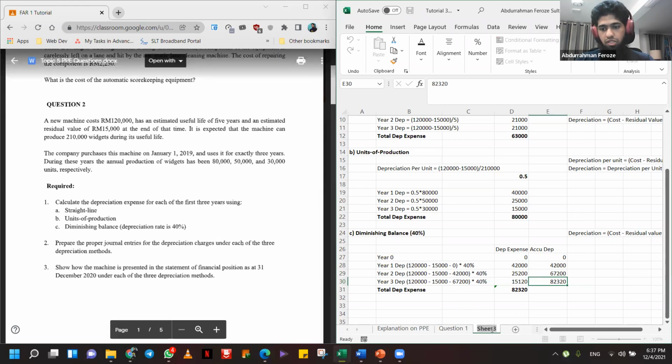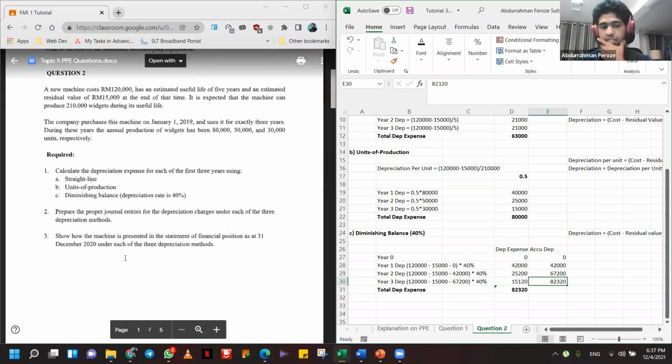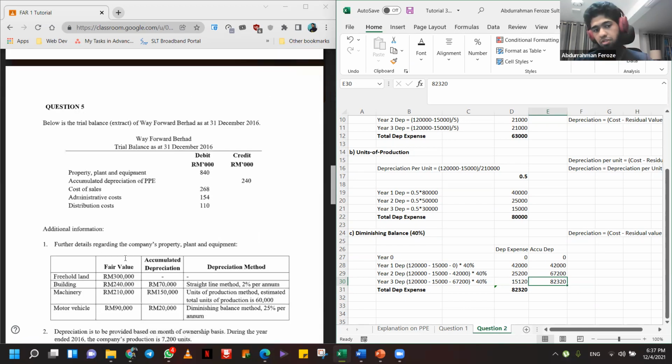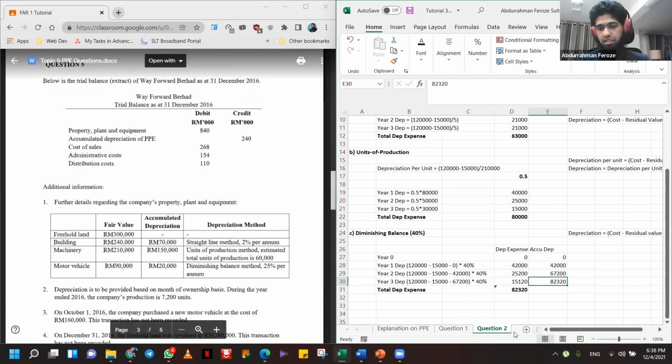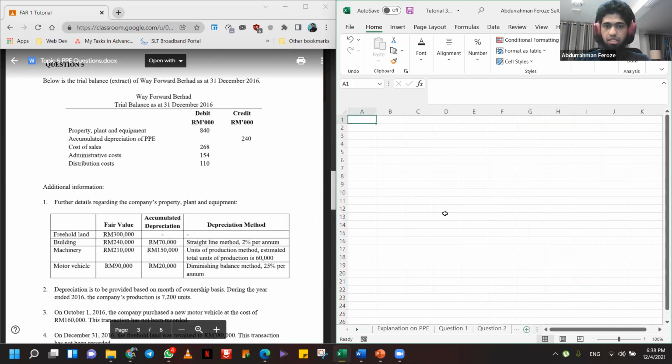So let's do question 5, because this is quite big and quite complex. I think this would be a good question to do, inshallah. Question 5: below is the trial balance extract of Way Forward Berhad as at 31st December 2016.